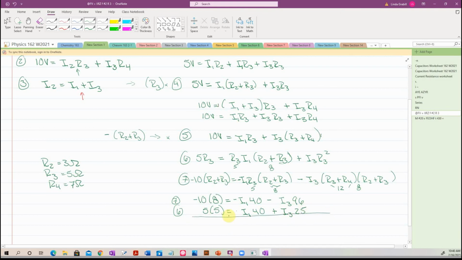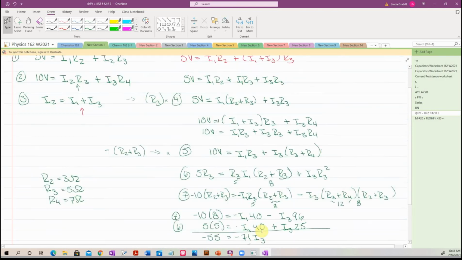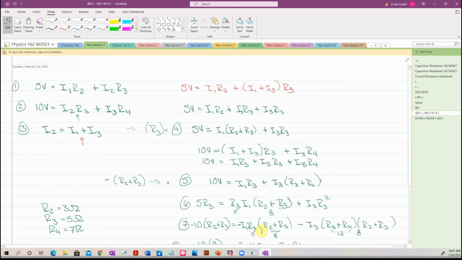All right, so now let's see what those things equal. Okay, so that tells me that I3, so the two negatives are going to cancel, so I'll get that I3 equals 55 divided by 71. Like 0.775 amps. All right, so we have one unknown. Now what I can do is come back to one of these. This is I3. Let me make a note.